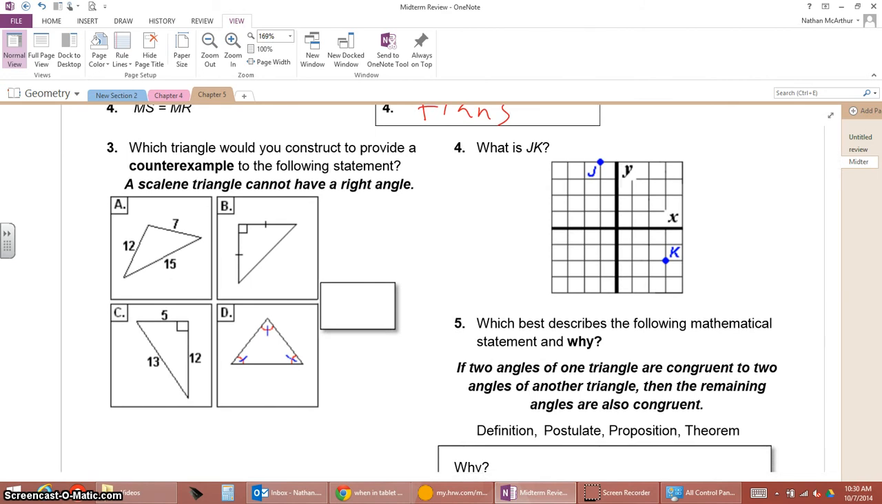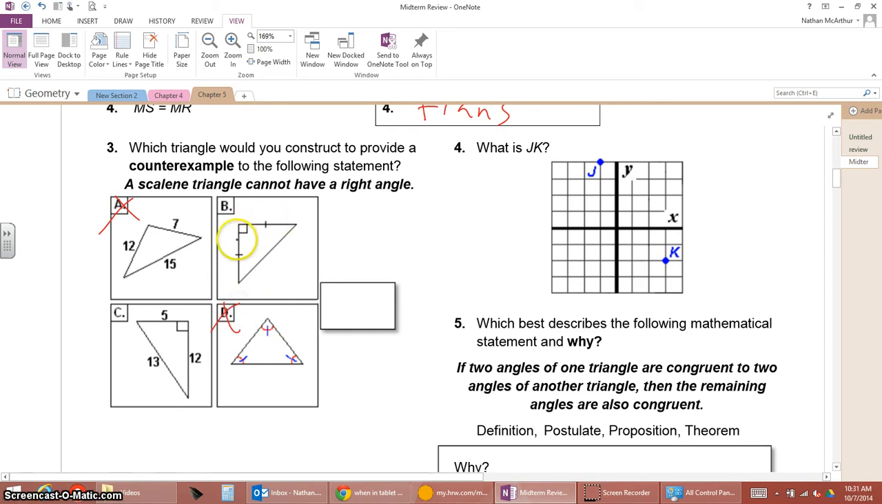Number 3, which triangle would you construct to provide a counterexample to the following statement? A scalene triangle cannot have a right angle. Which triangle would you construct to provide a counterexample? So we're looking for something that is true for the first part, but false for the second part. So this one doesn't have 90, so I don't care about that one. This one's got a 90. This one doesn't have a 90, so I don't care about that one. Remember, we look for the wrong answers.